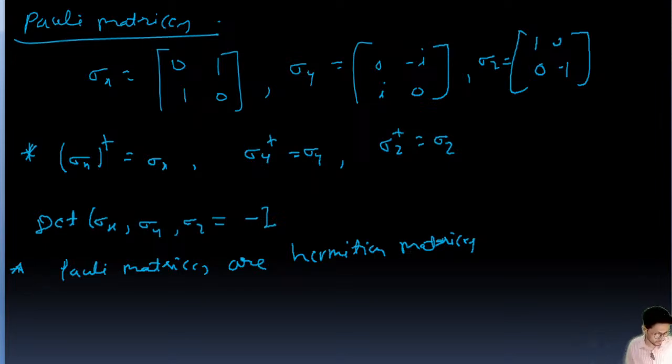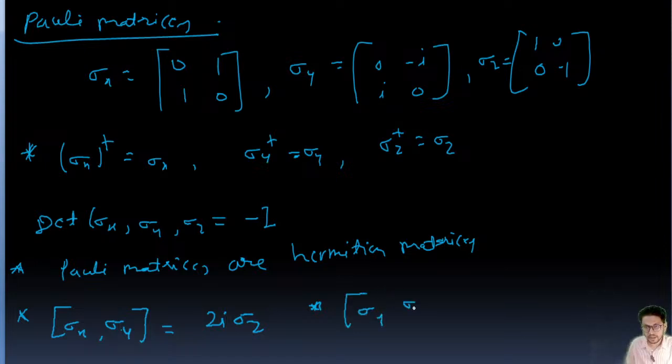And the more important property is this one, the commutation of sigma x comma sigma y. This is going to be 2i sigma z. These are cyclic. If it is in reverse order and not in cyclic order, then there would be a minus sign. Similarly, the commutation of sigma y sigma x is going to be minus 2 iota sigma z.